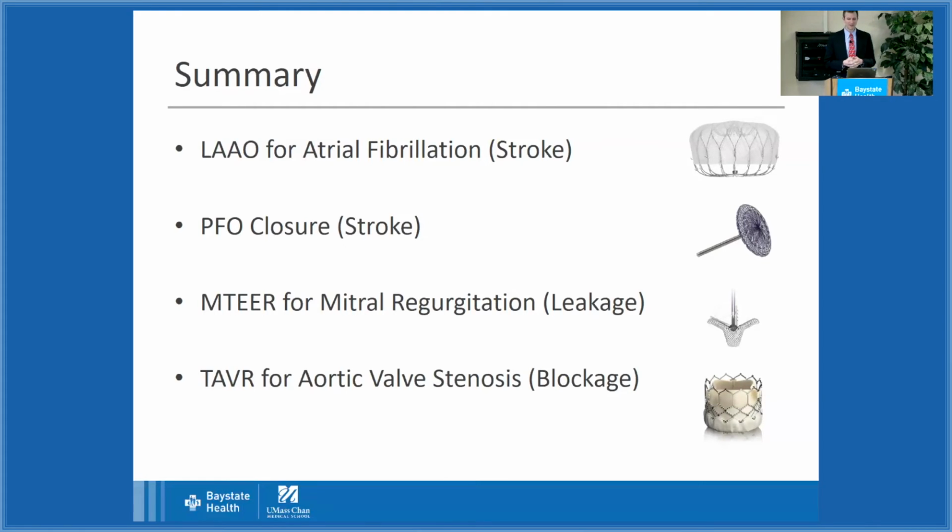We talked about PFO closure, okay? And that's closing a hole between the top 2 chambers of the heart to prevent a blood clot from going through and causing a stroke. We talked about MTEER, or mitral transcatheter edge-to-edge repair for mitral regurgitation. That's to prevent leakage of that valve. And we talked about TAVR, transcatheter aortic valve replacement, for aortic valve stenosis, for blockage of that valve.